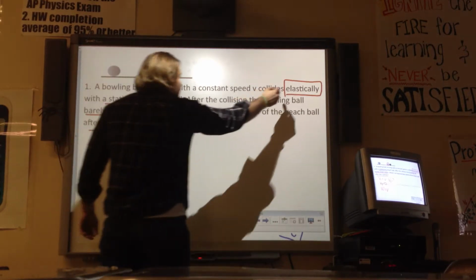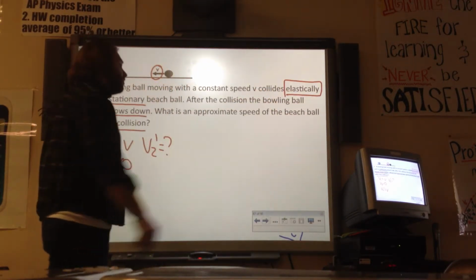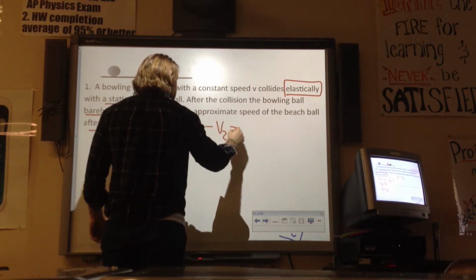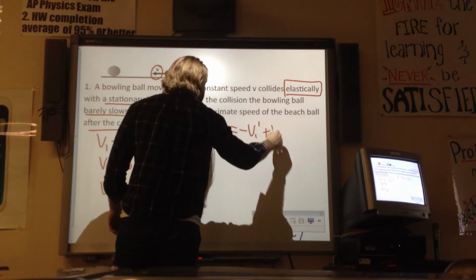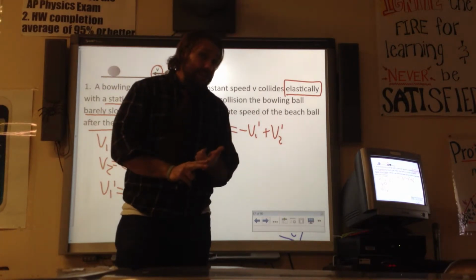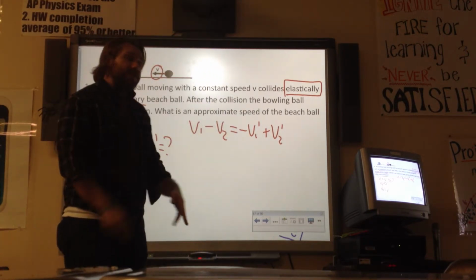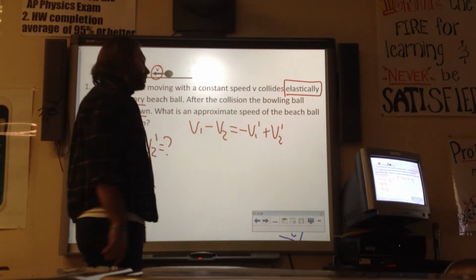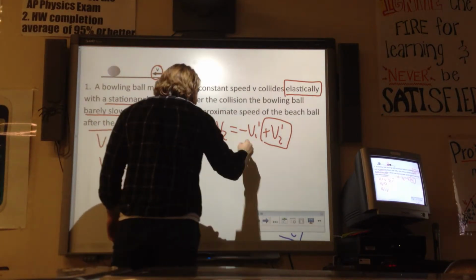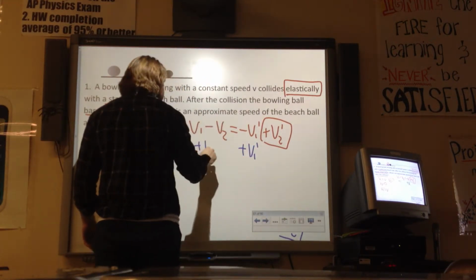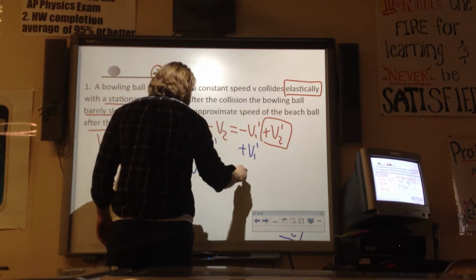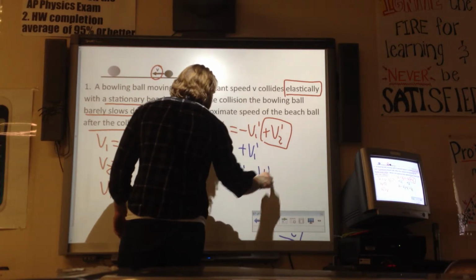Because it's an elastic collision, that means we can use v1 minus v2 equals negative v1 prime plus v2 prime. An equation we gathered from the idea that the kinetic energy is conserved as well as the momentum. Putting them together, we get this massless equation. So, I'm solving for v2 prime. All I need to do is add v1 prime to both sides, and I will get v1 minus v2 plus v1 prime equals v2 prime.